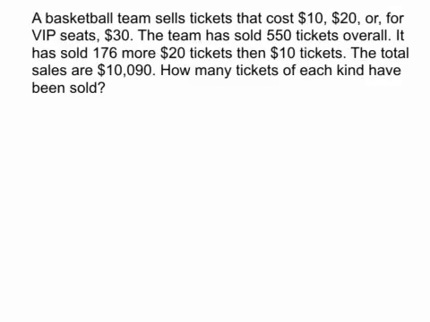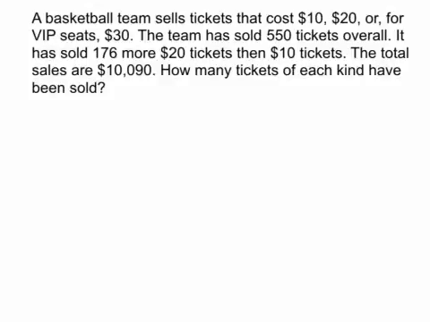A basketball team sells tickets that cost $10, $20, and $30. The team has sold 550 tickets overall. It has sold 176 more $20 tickets than $10 tickets. The total sales are 10,090. How many of each kind?